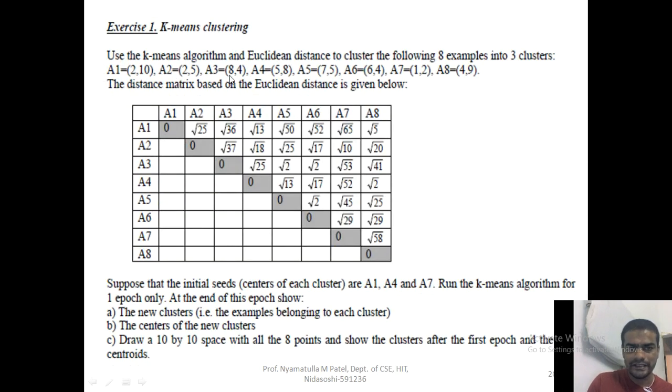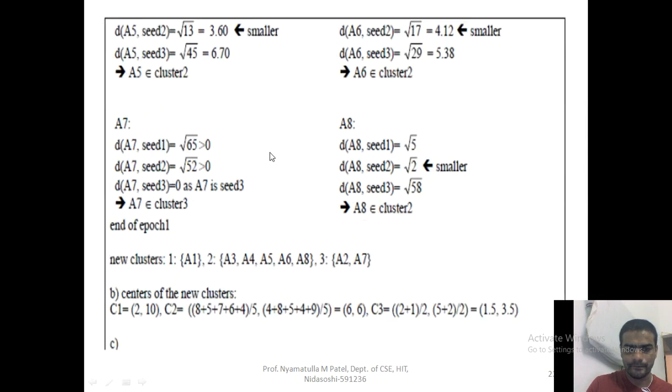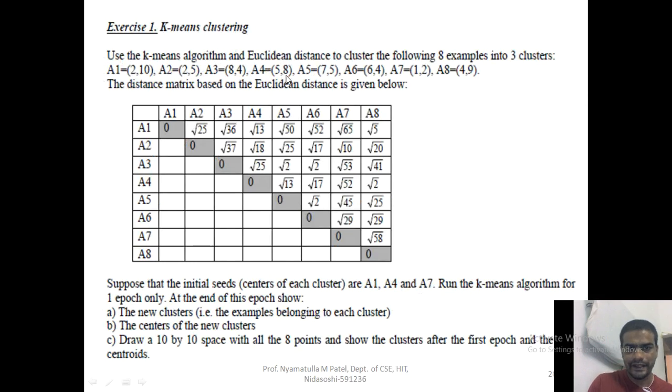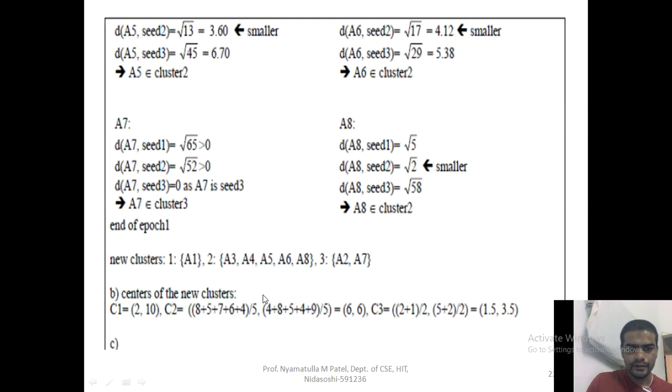A3 of 8 is this one and A3 of 4 is this one. So first point of A3 is 8, second point of A3 is 4. Similarly A4, 5 and 8. So similarly this is for all the A3, A4, A5, A6 and A8, divided by total 5. Dividing by 5 you will get 6. This is also 6, 6, and C3.